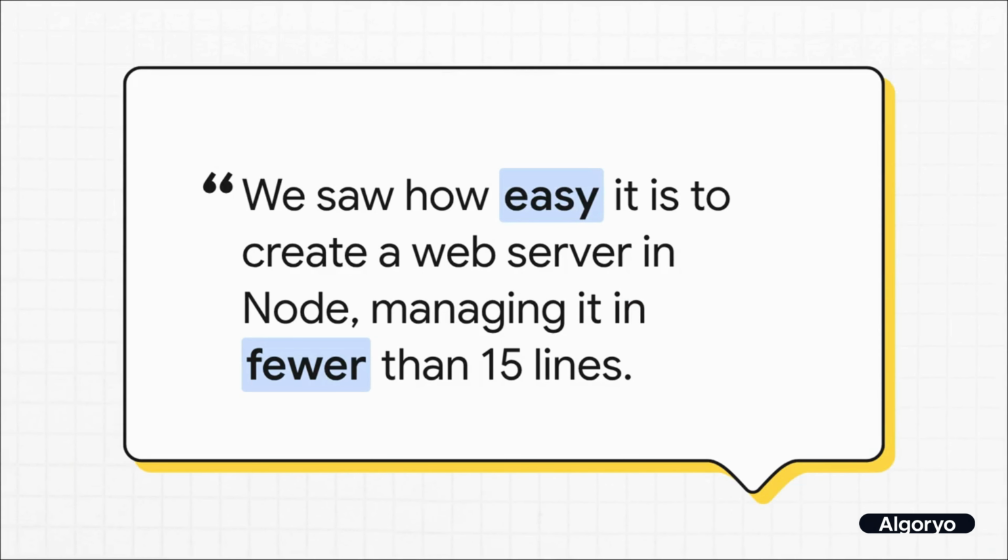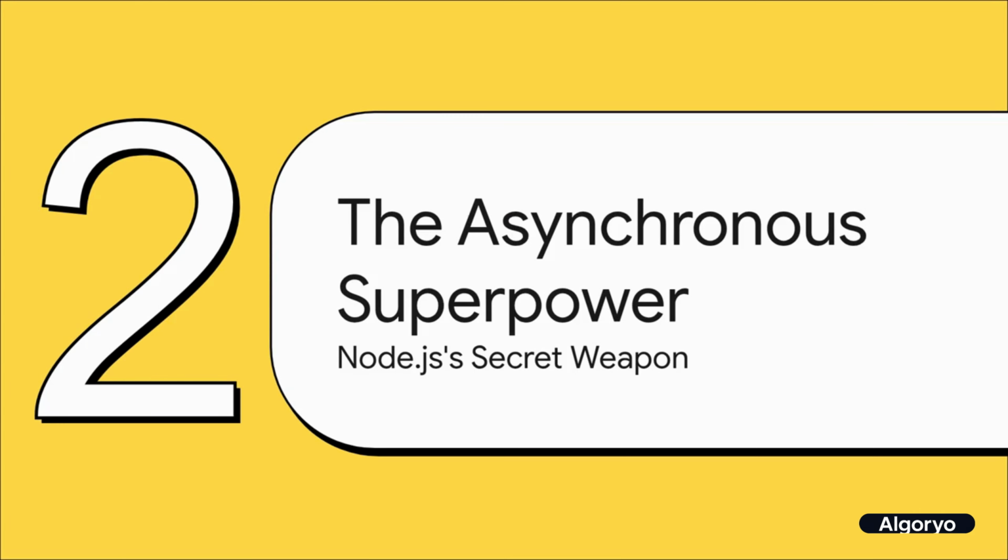And that's it? I mean, seriously, look at that. What you're seeing is a complete working web server. It's tiny. Which brings up a really important question, right? How on earth can something so small and simple handle thousands, maybe even tens of thousands, of connections all at once?